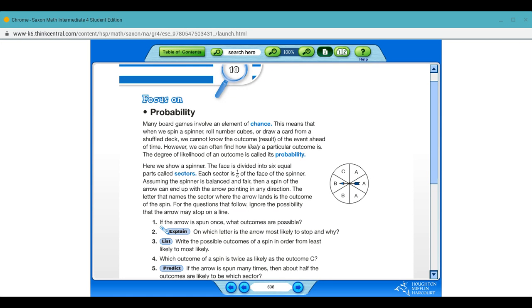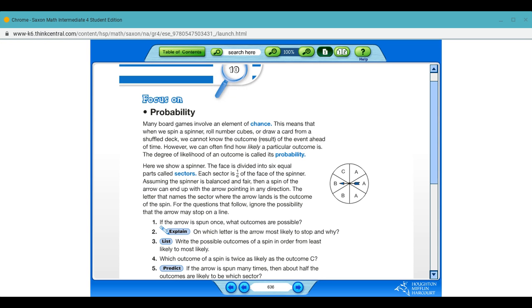All right, many board games involve an element of chance. This means that when we spin a spinner, roll number cubes, or draw a card from a deck, we cannot know the outcome. Outcome is a result of the event ahead of time. However, we can often find out how likely a particular outcome is. The degree of likelihood of an outcome is called its probability.